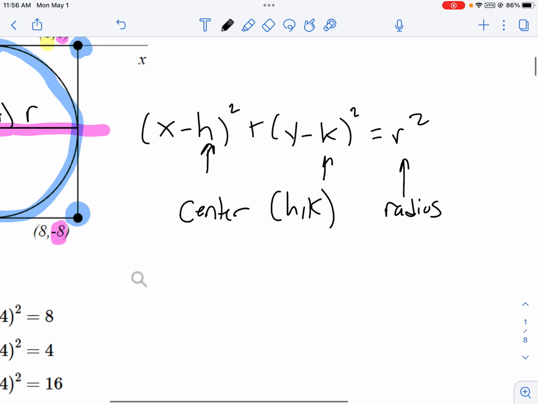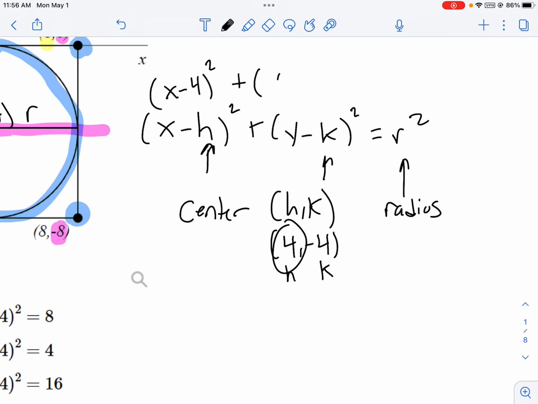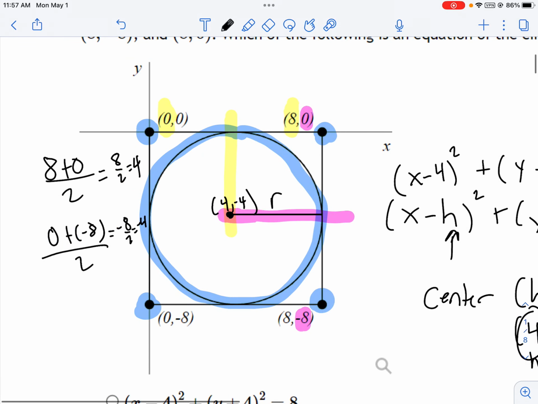So that means we have x minus, because our center is (4, -4), when we plug it in, here's our h, here's our k. We have (x - 4)² + (y - (-4))². And when you have subtracting a negative, that is the exact same thing as just adding that number, and then it equals your radius squared.